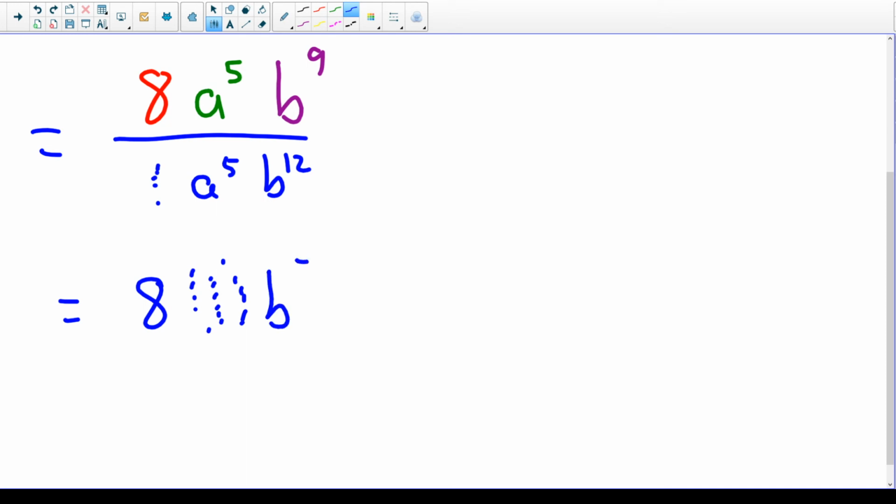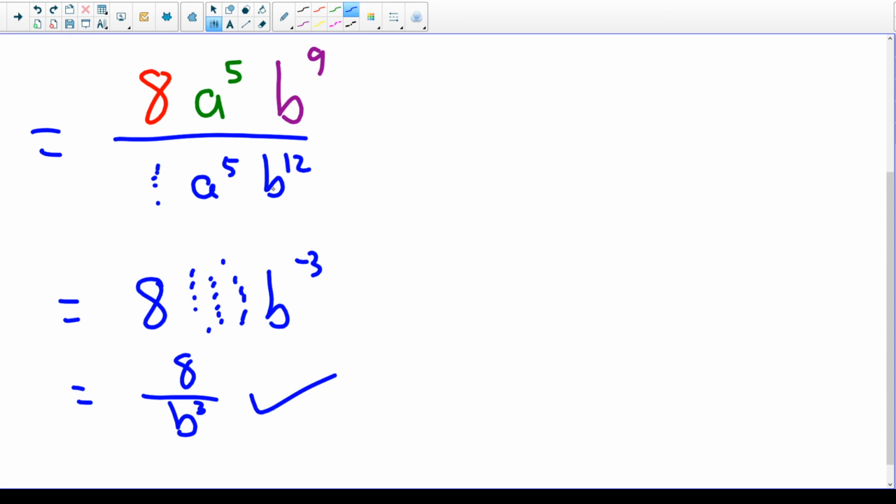This would be b to the negative 3, because it would be b to the 9 divided by b to the 12, which is 9 minus 12 as my trick to get negative 3. Okay? But that means that that b has to slide down into the denominator and become a b to the 3. And that would be my final answer.